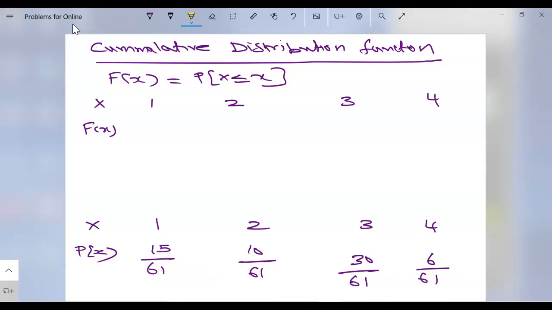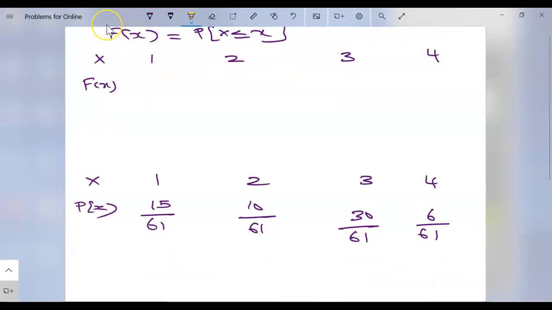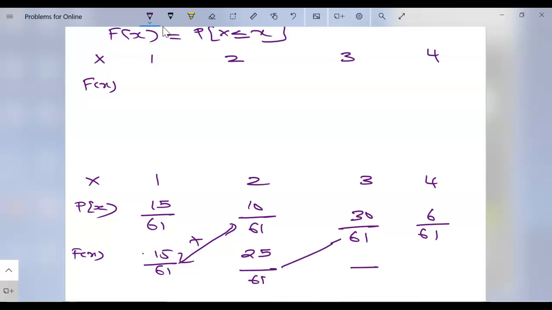So what you will do here is, the same thing: the first value of the capital F of x you will write the same, 15 by 61. Now this value is this plus this, 15 by 61 plus 10 by 61. So it is 25 by 61. Next, if I want the value here, this plus this. Like this, we keep on adding and going.